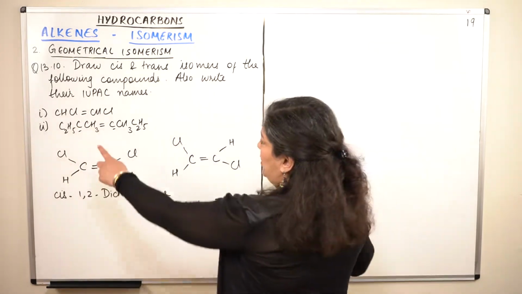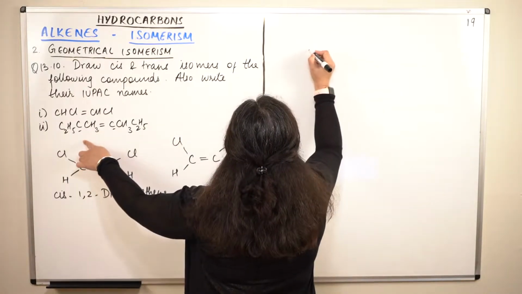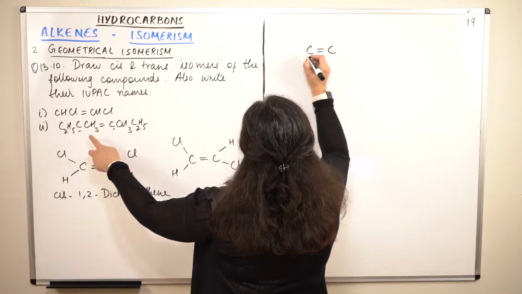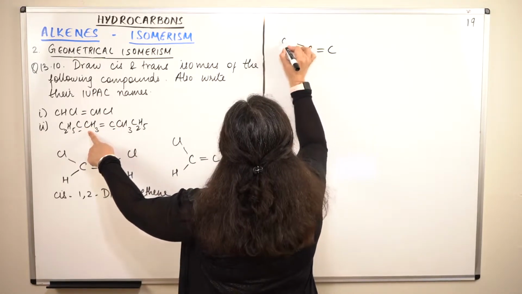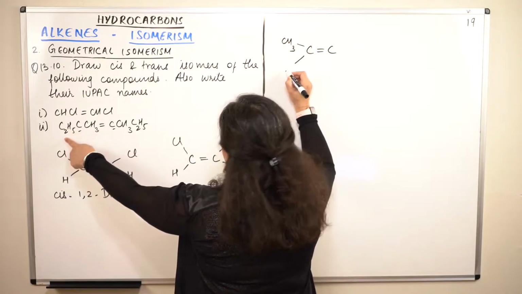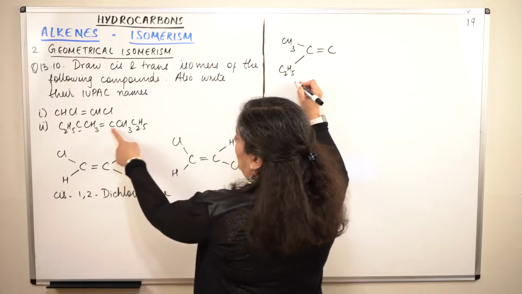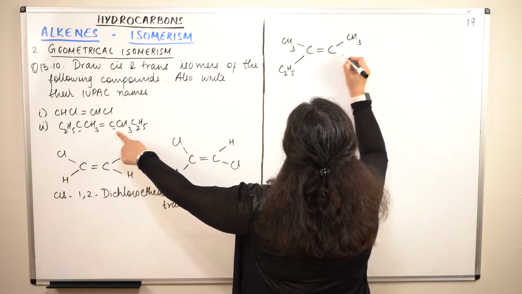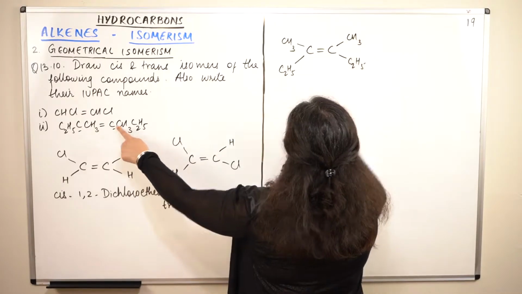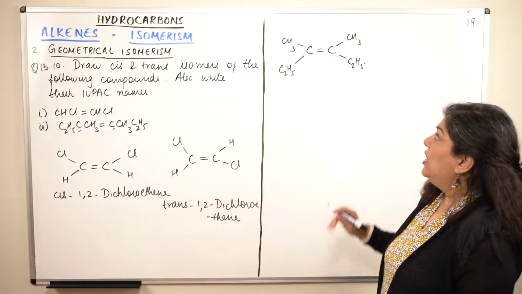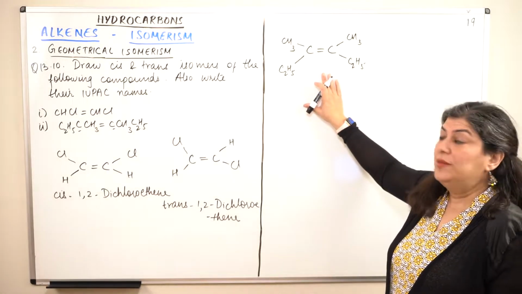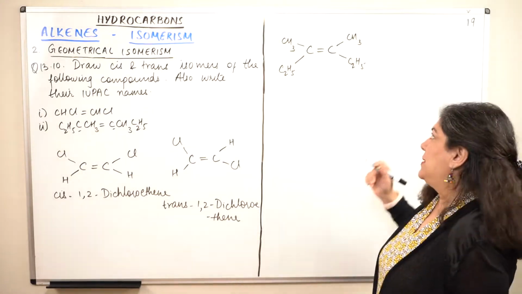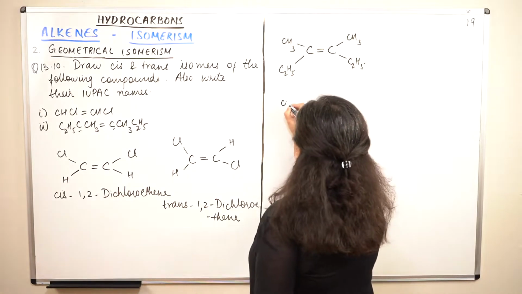I'll just show you the structure. C and C have a double bond, this carbon and this carbon. To this carbon, there is one group which is CH3 and the other group that is attached is C2H5. On the other side also you have the C and CH3 and C2H5. So this is the cis isomer, because both the methyl groups are on one side and both the ethyl groups are on the other side.